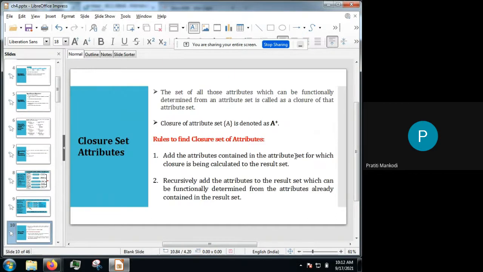So these are the examples we did. Now, a very important topic as far as your exam is concerned, because generally the question for this topic will be of 2 kinds. First question, find the closure of this particular element. That's the first type of question. Second type of question, find out how many candidate keys are there in the relation. To find the candidate keys, again you need the help of this closure set of attributes.